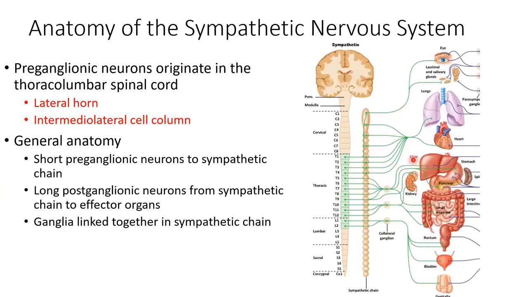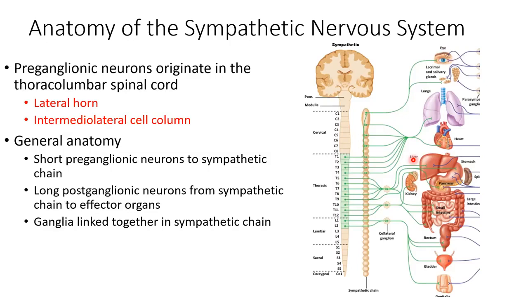So now let's look a little bit closer at each of these divisions separately and talk about how the anatomy differs slightly between the two. Again, we've got fibers arising from the lateral horn in terms of the cross section of the spinal cord, sometimes from the intermediate lateral cell column, which is right next to the lateral horn. But for the most part, for our purposes, the lateral horn is where these fibers arise from, okay?